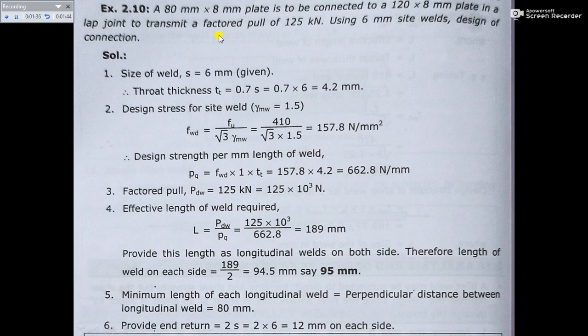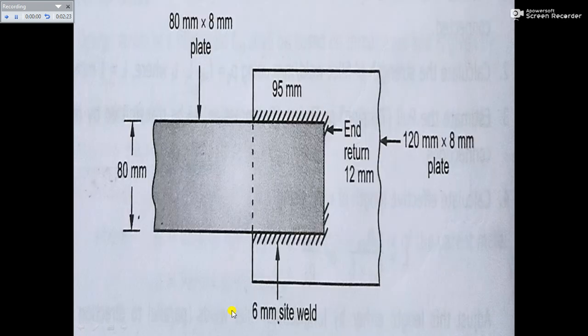Provide this length as longitudinal welds on both sides. Therefore the length of weld on each side is equal to 189 divided by 2, because we are providing weld on both sides, that is 94.5 mm, say 95 mm. Therefore the minimum length of each longitudinal weld, which is the perpendicular distance between longitudinal welds, is equal to 80 mm, because the width of the plate is 80 mm. We are not going to consider 120 mm. Though it is 120 mm, we are going to connect only the 80 mm plate, so we require only 80 mm length of weld. So the minimum length of weld required is 80 mm in the longitudinal direction.